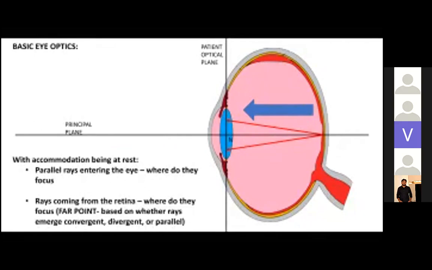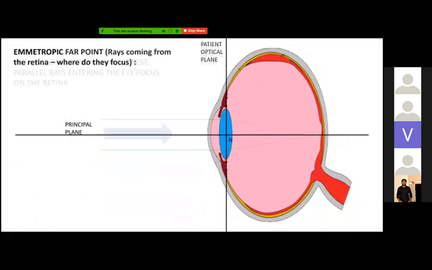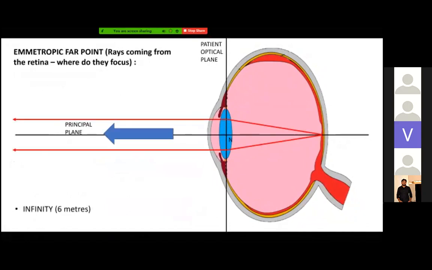So let's understand the basic emmetropia, where there's no refractive error with the accommodation being at rest. Parallel rays entering, they focus on the retina, and the rays which come out from the retina, they are parallel. So because of this, the entering rays and exiting rays are the same, and because the rays coming out from the retina are parallel, the far point of an emmetropic eye is infinity, or for all practical purposes, it is 6 meters, which is the closest distance at which the rays appear to be coming parallel.